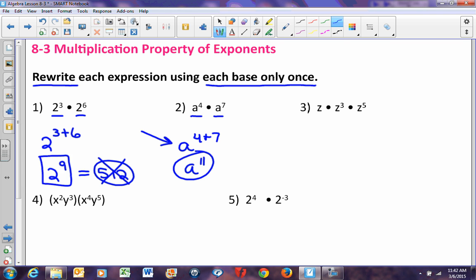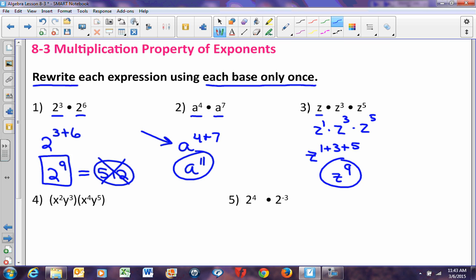If we look at problem number 3, we have z to the third, and z to the fifth. Remember, whenever a number or a variable is just written all by itself, it is taken to the first power. Because we already know it can't be to the 0 power, because anything to the 0 power is 1. We learned that in lesson 8.1. So this z here is the same thing as saying z to the first power. So we have z to the first power times z to the third power times z to the fifth power. So this becomes z to the 1 plus 3 plus 5, so it's z to the 9th power.